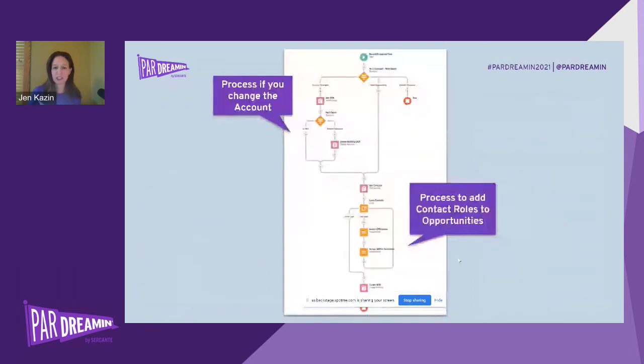So on a high level, let's take a closer look at this flow. It starts at the top. It's a record triggered flow. The majority of the work is in this bottom section. This is where the steps are to add the contact roles to the opportunities. In the upper left, that section there is the area where if for some reason somebody changes the account, it deletes the current opportunity contact roles and then rejoins and follows the process to add the new contact roles for the new account that was added.